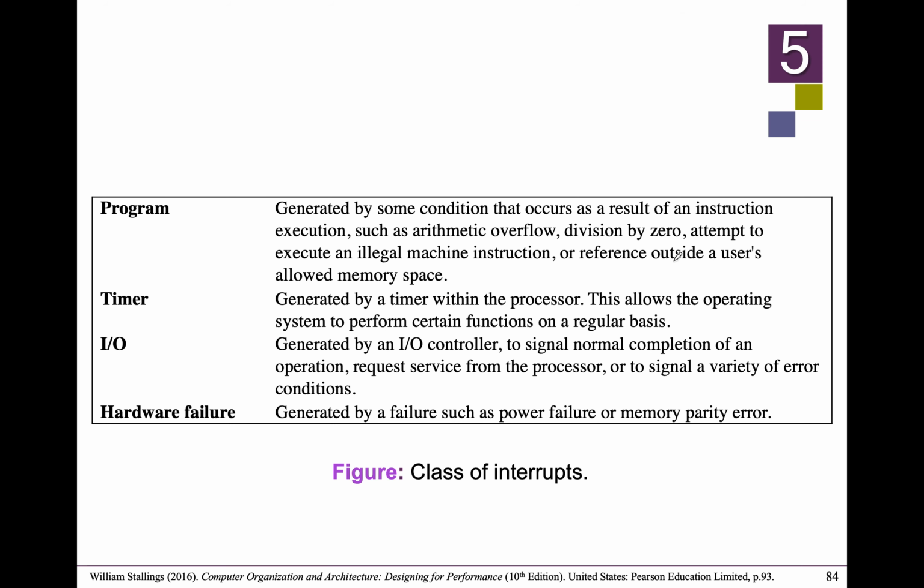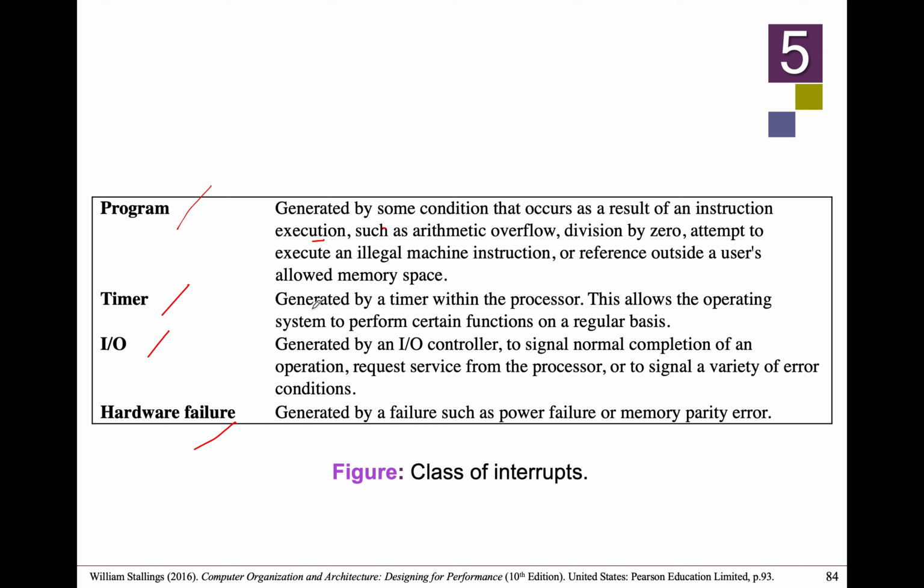So this one is the detail or descriptions about your program, timer, input output, or hardware failure. Program interrupt is generated by some condition that occurs as a result of an instruction execution, such as arithmetic overflow, division by 0, attempt to execute an illegal machine instruction, or reference outside a user allowed memory space.